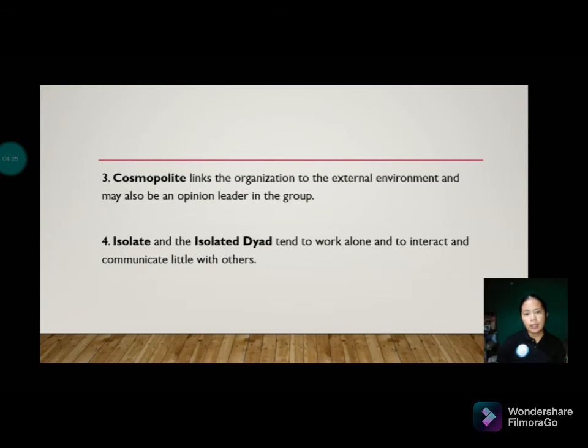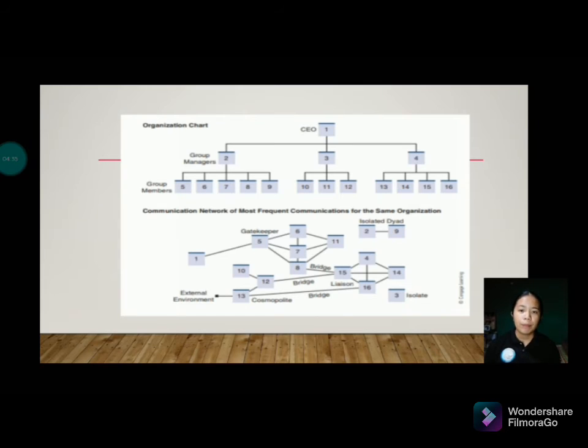Fourth is the isolate and the isolated dyad, who tend to work alone and to interact and communicate little with others. Next is the example of the organizational communication network compared with the organization chart. As you can see, there is a difference between the two.